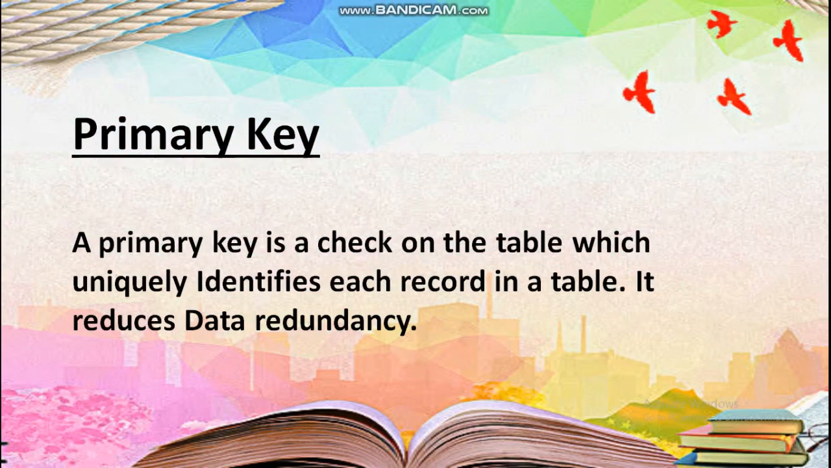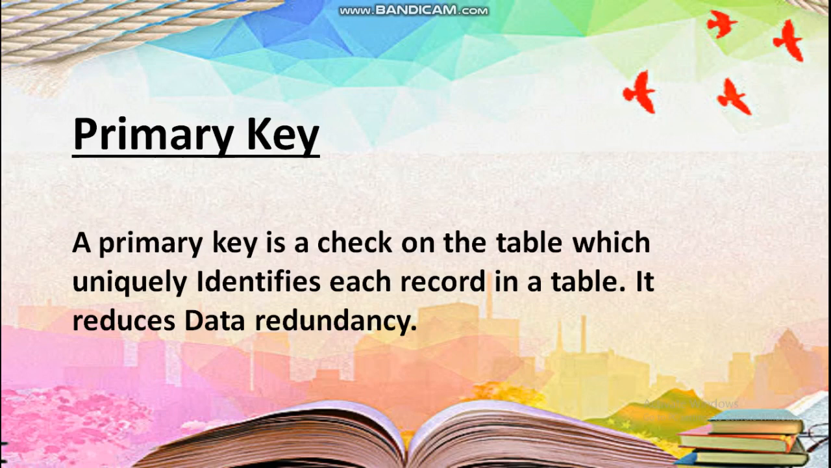My dear students, before understanding the relationship between tables, we first understand the concept of primary key. A primary key is a check on the table that uniquely identifies each record in the table. Uniquely means something which belongs to only one. Likewise, your Aadhaar number, your mobile number, that is only with you. No other person on this earth has the same Aadhaar number or mobile number. That is unique.